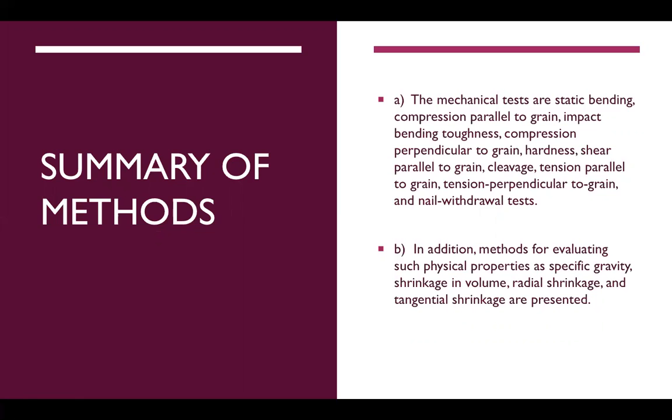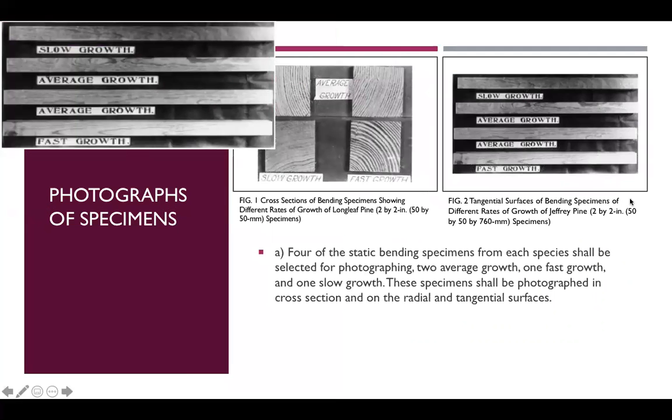So first, we go to the procedure for the various tests. First would be the photographs of specimens. Four of the static bending specimens from each specimen should be selected for photographing. There are 2 average growth, 1 fast growth, and 1 slow growth, as you can see here in these images. These specimens shall be photographed in cross-section and on the radial and tangential surfaces.